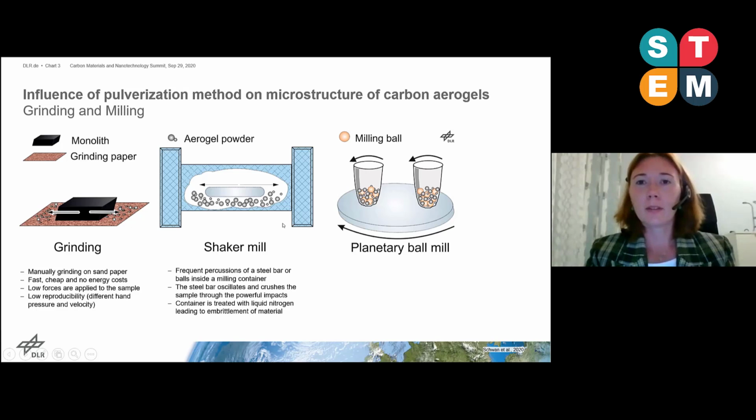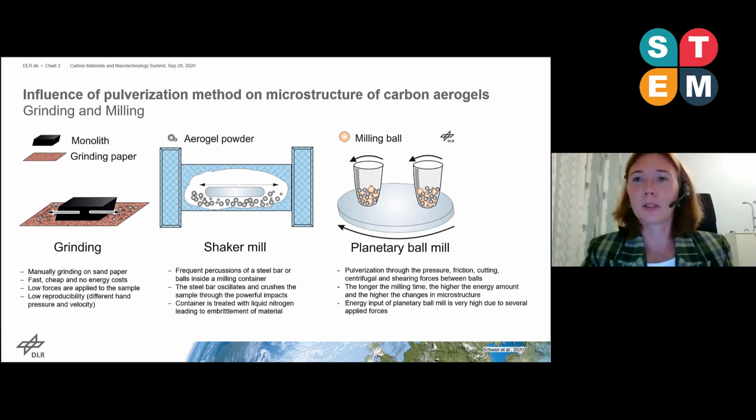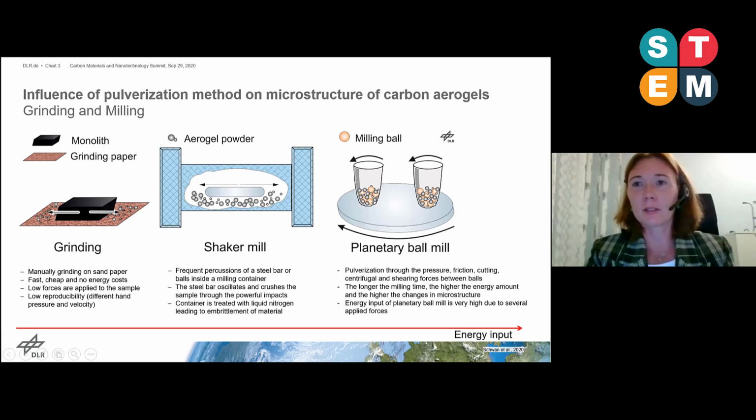The third method, which was already presented by a previous speaker, is the planetary ball mill. It is maybe the most used method of pulverization of samples. Here we have very different forces, and so the energy impact is the highest in this method. These three methods we compared with each other.